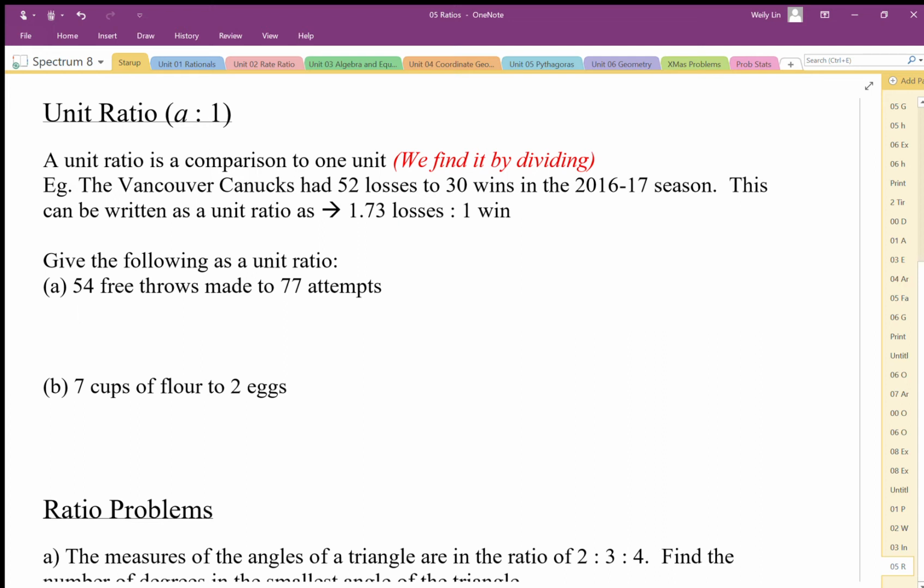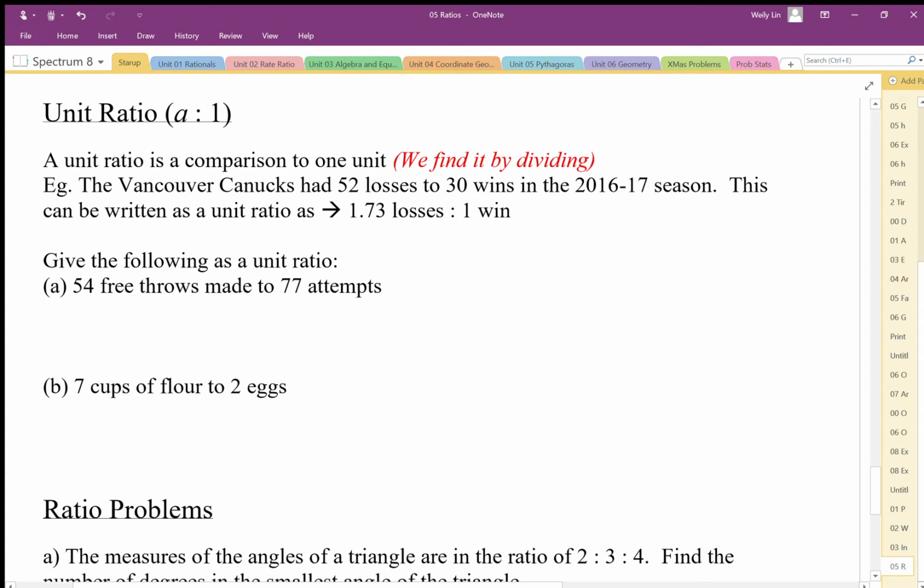So for example, the Vancouver Canucks here have lost 52 games and had 30 wins in the 2016-2017 season. So they weren't very good. We can find a unit rate for this case by dividing. That's how we find any multiplier. To find any multiplier, we divide. That's a very important principle.